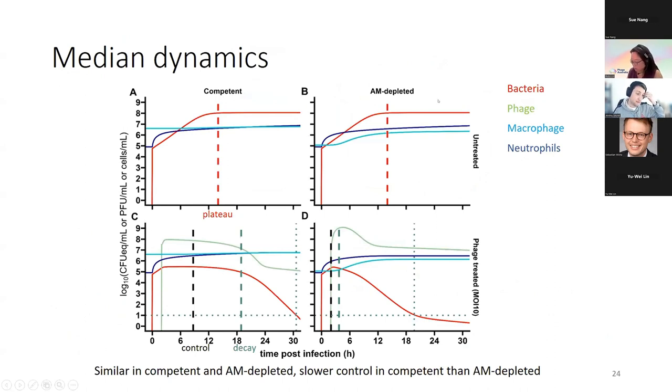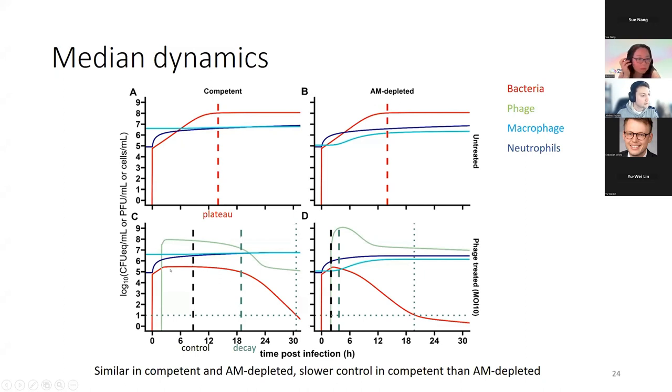So from that, we made the median dynamics. There is not a lot of difference in median bacterial load between the two untreated groups, both macrophage depleted or competent, and we're rapidly reaching the plateau. Here we didn't account for death, but we can imagine that the mice can be dead in this zone. And also you can see the difference in the phage treated groups.